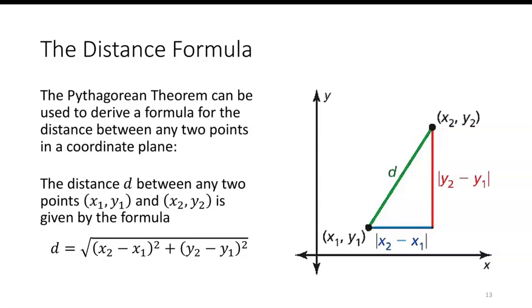So what we have here is that d squared is equal to x2 minus x1 squared plus y2 minus y1 squared. And then if you take the square root, you have the distance formula. The distance is the square root of x2 minus x1 squared plus y2 minus y1 squared.